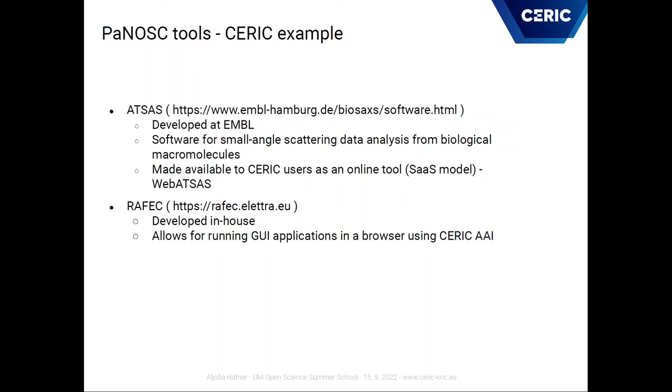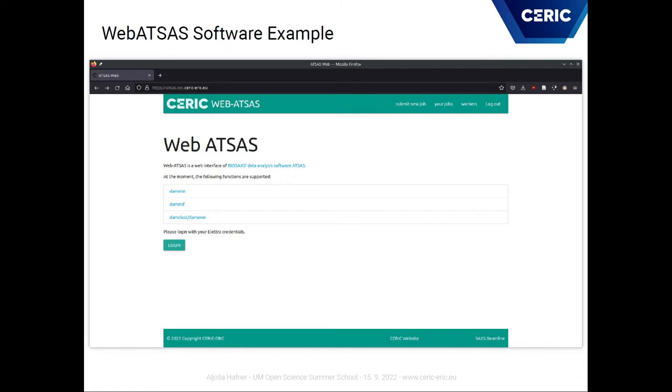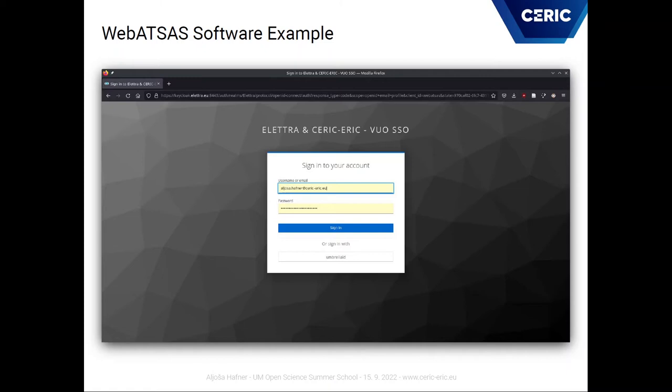And then the other one I will show you is called Rafik. This basically allows a user to use any kind of GUI programs, graphical user interface, simply in the browser. I have screenshots here. So basically, you go to some address. You click login. And then, as you can see, either you have a local account, or you can use this umbrella ID that I said before. So it can be anyone that already performed an experiment.